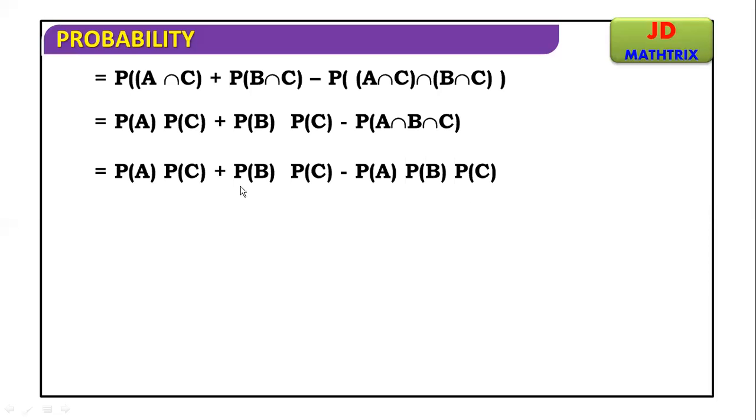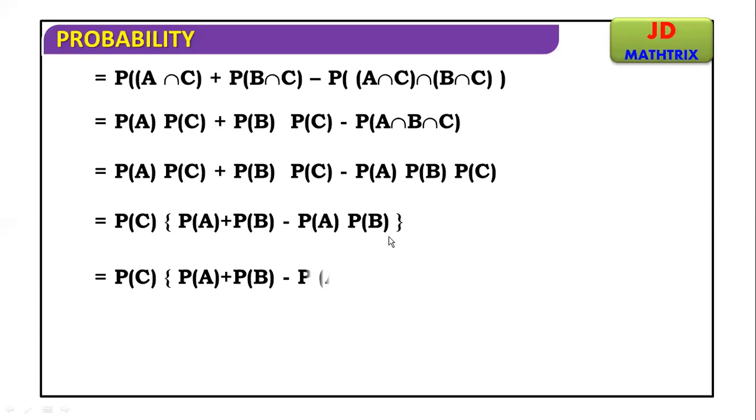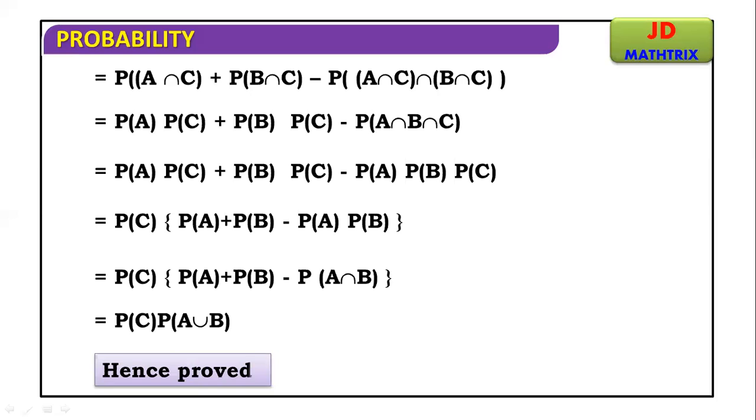Now by taking P of C as common in these three terms, we get P of C into (P of A plus P of B minus P of A into P of B). And P of A into P of B can be written as P of A intersection B because A, B are independent. Now P of A plus P of B minus P of A intersection B can be written as P of A union B, by the addition theorem. So the answer is P of C into P of A union B.